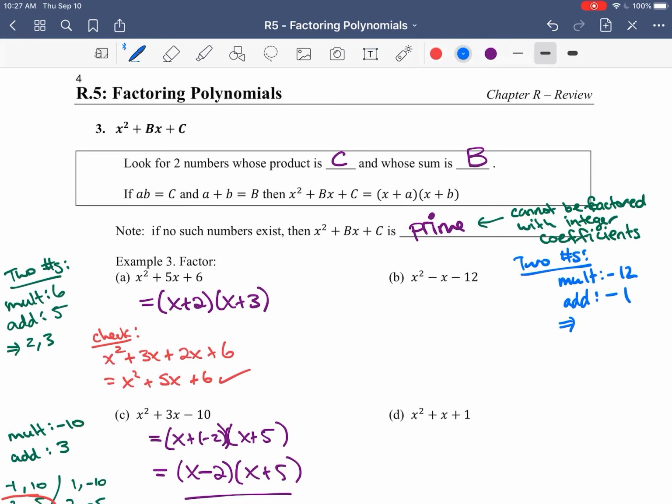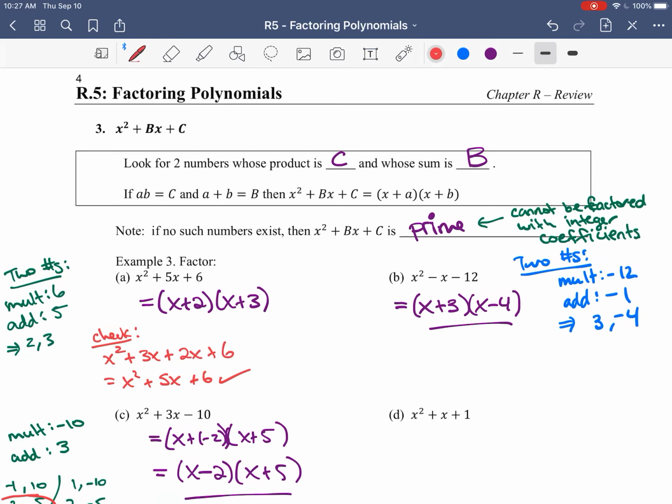Okay, those ones are not 1 apart, so that's not good. 2 and 6. Those ones are not 1 apart, so that's not good. 3 and 4. Ooh, 3 and 4 are 1 apart. Okay, so my numbers are going to be 3 and 4. Because I want a negative 1, that means the 4 has to be the negative one. So then we can immediately say that this is x plus 3 times x minus 4. And that's how it factors.